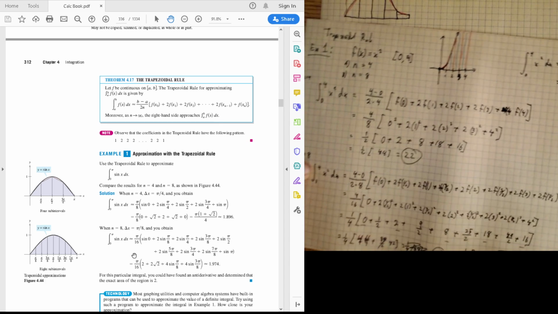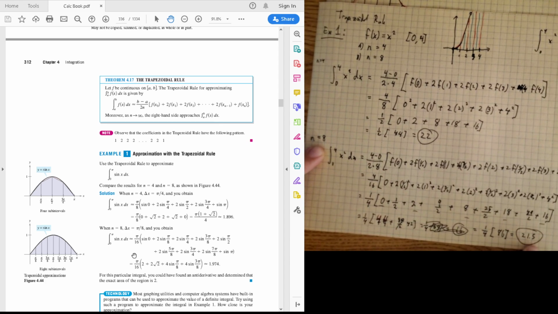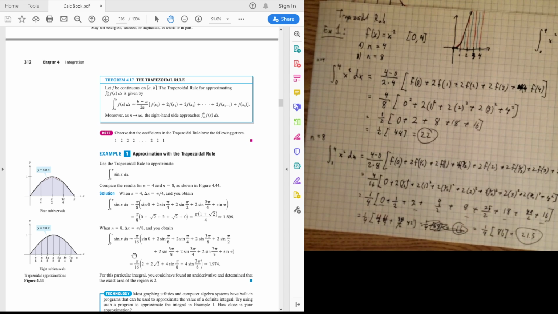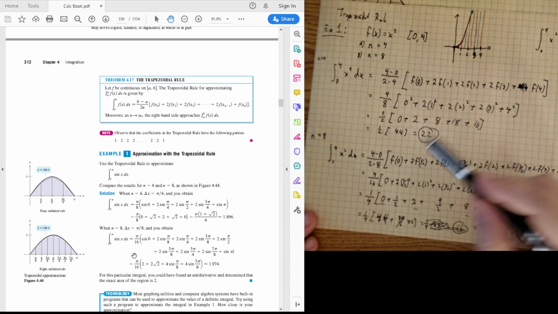Look how close that is with only n equals 8. We couldn't get this close with the left-hand rule or right-hand rule unless we got like 20 or 30. It's impressive how quickly, even with n equals 4, look how close that is. That is so much closer.